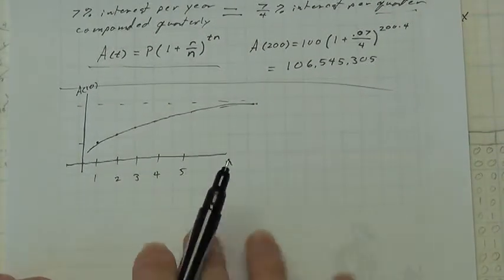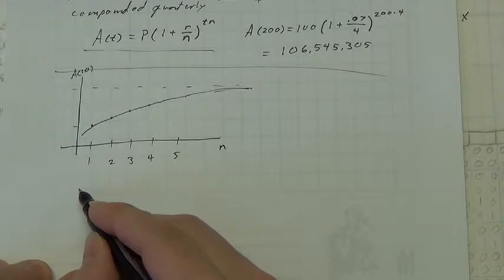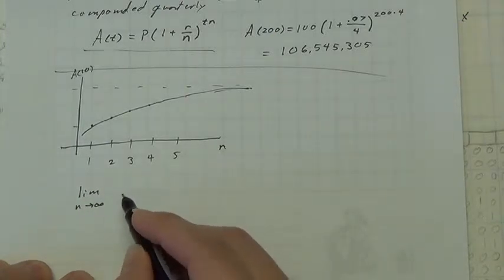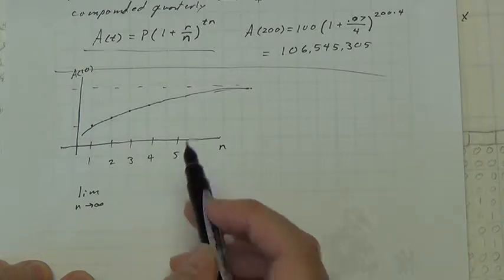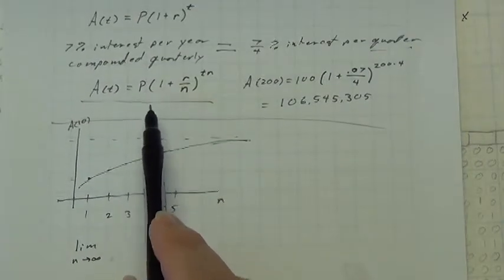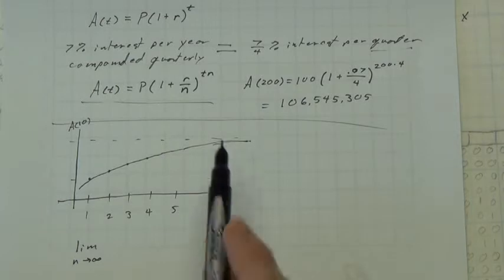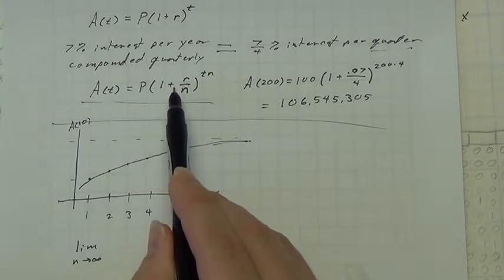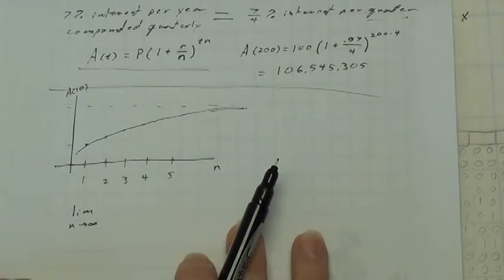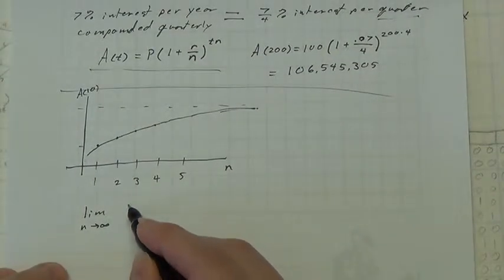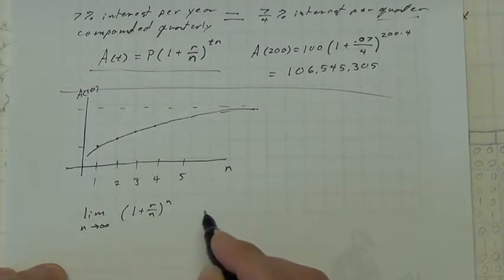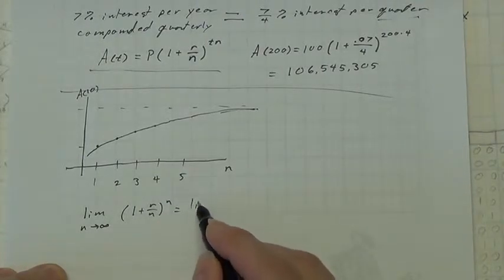To answer that question, we need to take a limit. Specifically, we need to take the limit as n goes to infinity of that factor that we're multiplying the principal by here. And any factor, we're just going to raise that to the t. So let's just look at 1 plus r over n raised to the n. The limit as n goes to infinity of 1 plus r over n raised to the n.